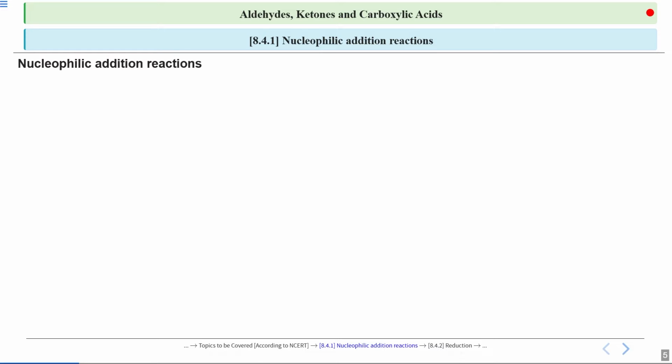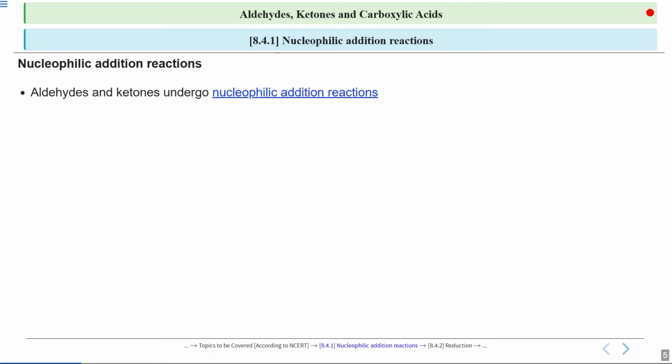Now we all know that aldehydes and ketones have the presence of a carbonyl group, right? Because of the carbonyl group, the carbon in the carbonyl group is electron deficient. Being electron deficient, it is the prime target for nucleophiles, which are electron rich species. So aldehydes and ketones undergo nucleophilic addition reactions.